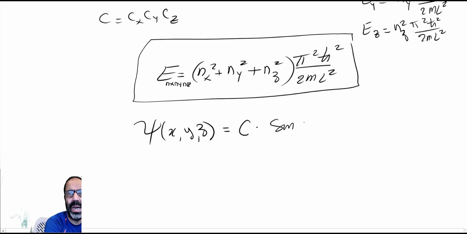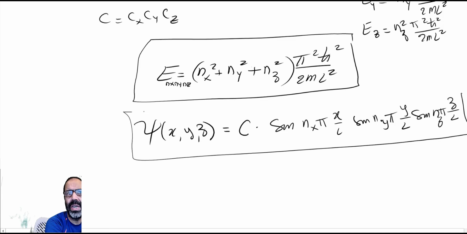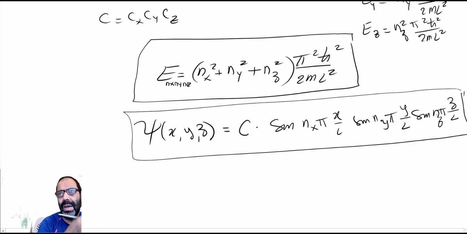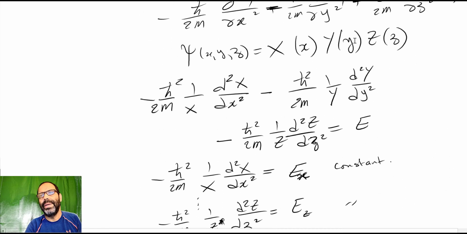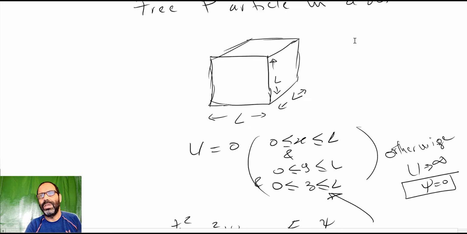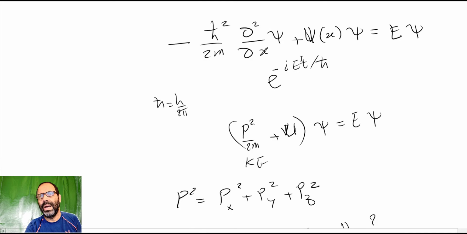So if I do that, that's going to be sine of nx pi x over L, sine of ny pi y over L, sine of nz pi z over L. Okay, so this is actually the wave function, the time independent version of it. And if I want to get the whole version, all I have to do is multiply it by that exponential of negative i E t divided by h bar. I think I wrote it somewhere in here, didn't I? Yeah, that's the same thing.